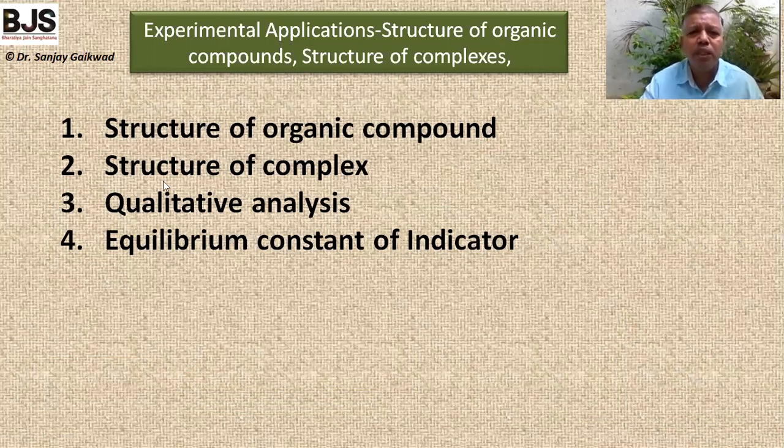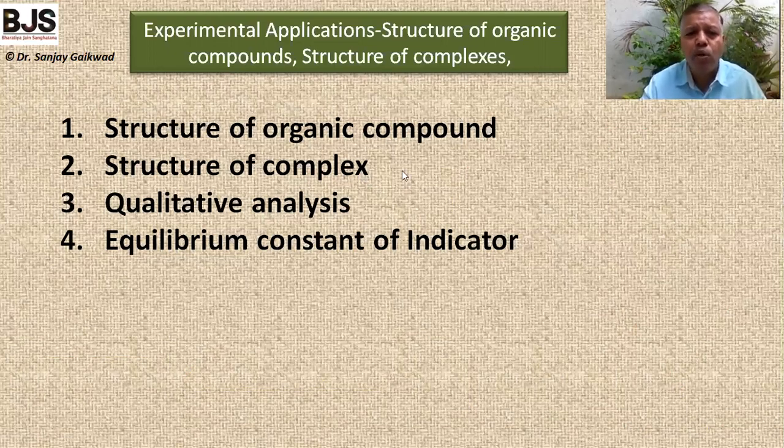The next application of the spectrophotometer is the experimental application related to finding the structure of organic compounds. In the case of organic compounds, some structures are isomers, cis isomers and trans isomers. We cannot find them out exactly otherwise, but we can find the structure of the organic compound by using spectral analysis, by measuring the absorbance.